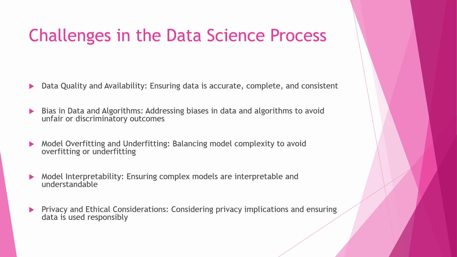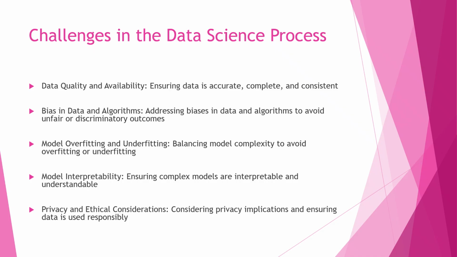Now let us discuss challenges in the data science process. Ensuring the quality of the data, the quality of the system, and the availability of the data is one of the challenges, because the raw data may be inconsistent, inaccurate, or incomplete. So we have to deal with these problems carefully. Then understanding the bias in the data and algorithms is another challenge. So we have to choose the right algorithm to deal with the bias in the data, and also avoid unexpected results by choosing the proper algorithm.